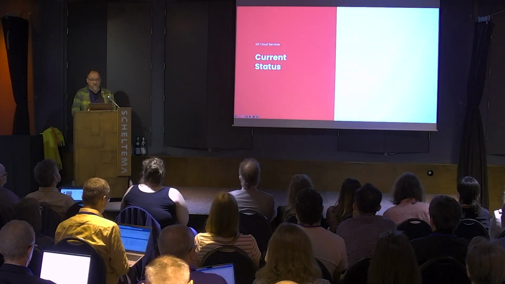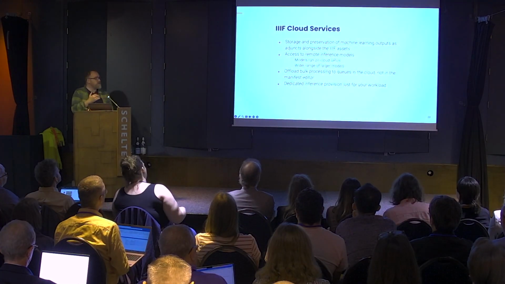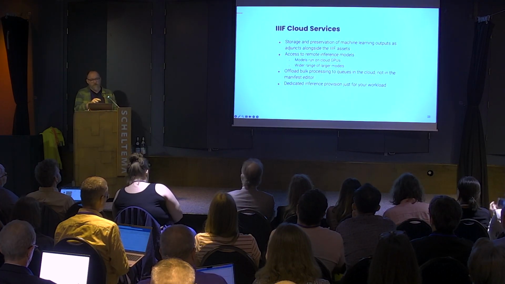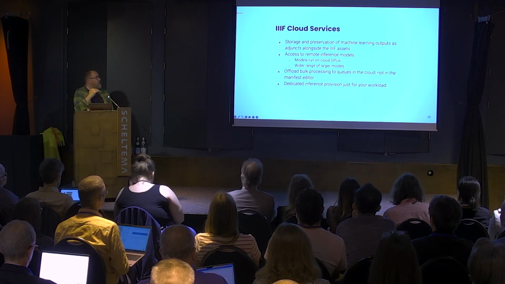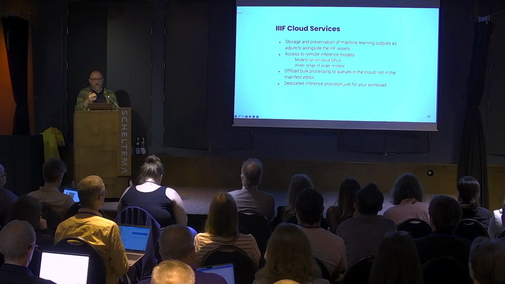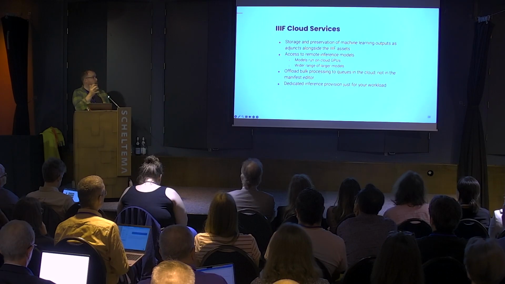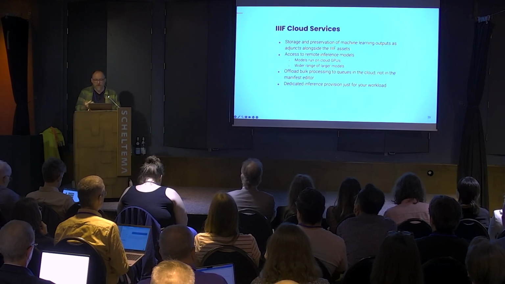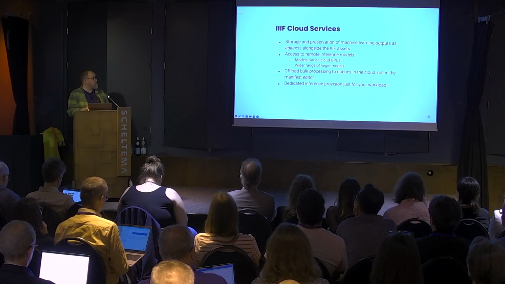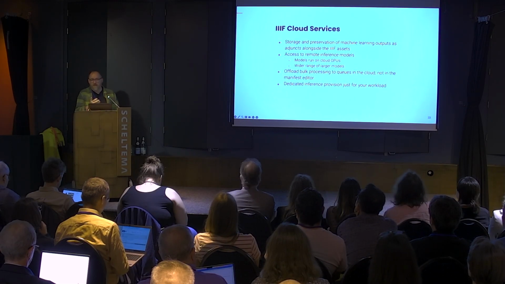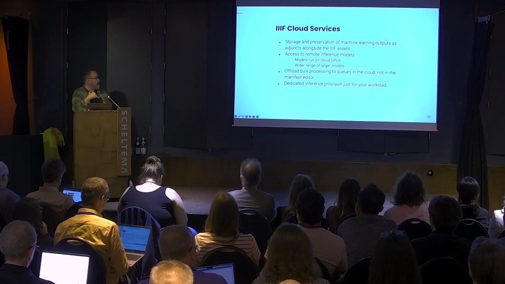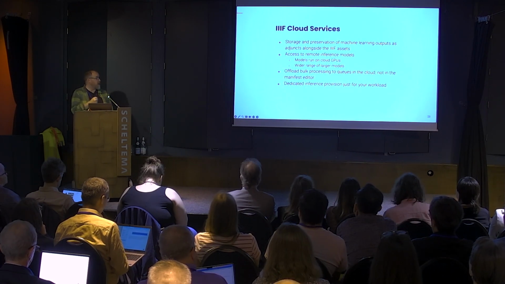So the current status: a lot of this is being built to be integrated with cloud services. The things that can be provided on top of this are storage and preservation of these machine learning outputs, access to remote inference models, things that run in the cloud, things that cost us, so there's actually an inference cost, and a wider range of models, being able to offload bulk processing. Obviously the manifest editor handles queuing quite well, but it's not going to work if you've got like 100,000 items that you want to do. It's not really what it's designed for. And also dedicated inference provision.